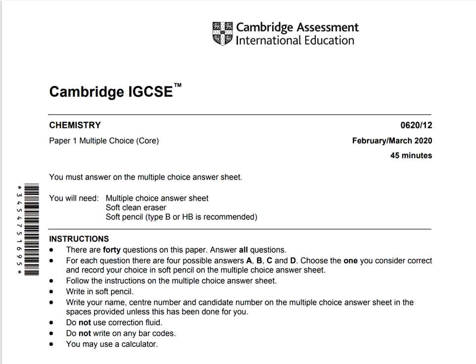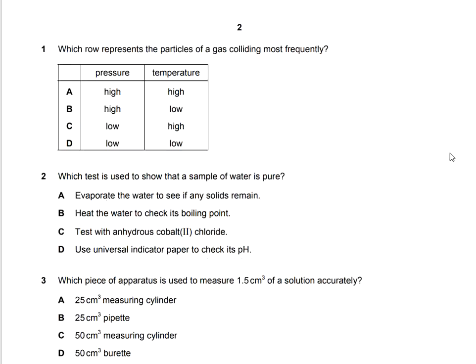Which row represents the particles of gas colliding more frequently? Usually when gases are heated, they have high temperature, and usually they also have high pressure. So for this question, the right answer is letter A.